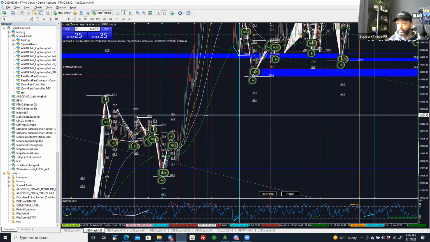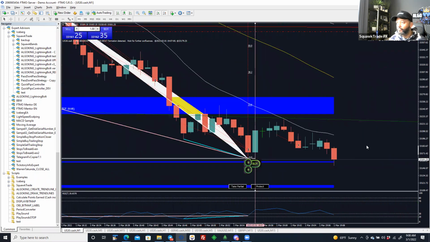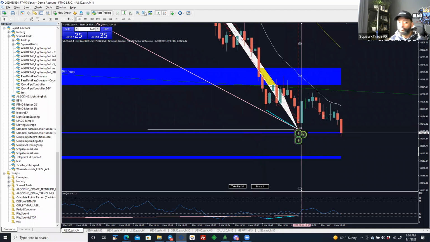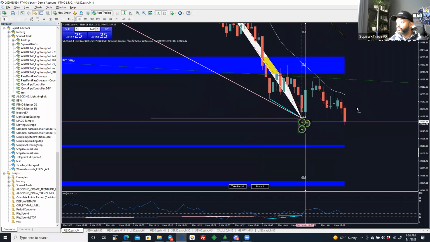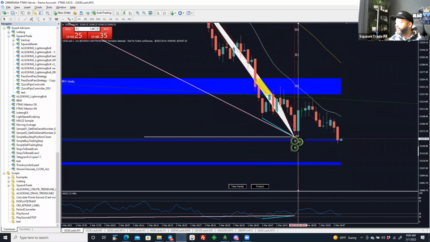Or if you wanted to be super conservative, you could go to the top of the zone here at 33,100. That would be my thought on where it would go. So there you have it. That was a great, great move. Was there anyone that took this trade, or are there any other trades that you all want to talk about? Let me know.